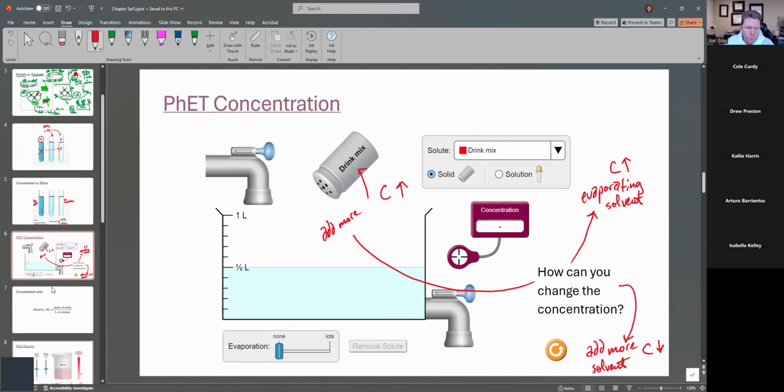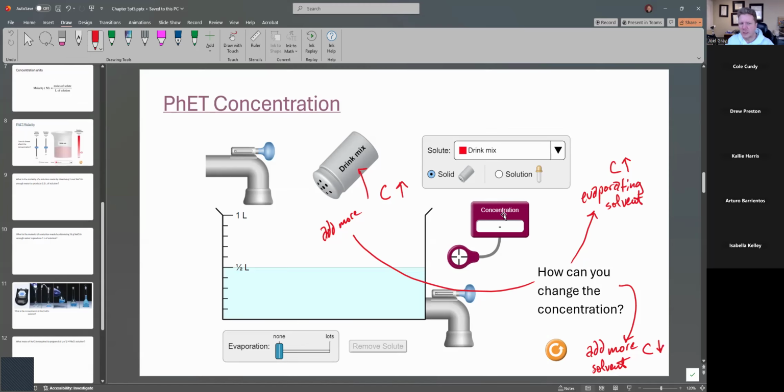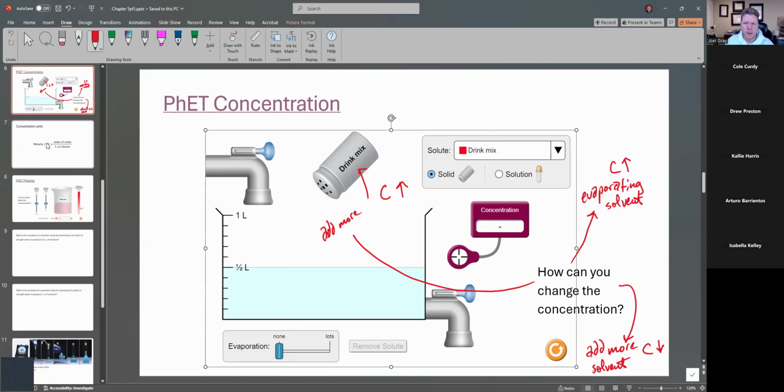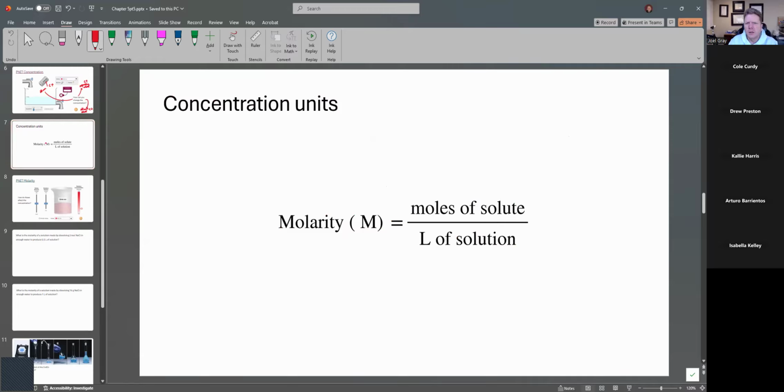Okay, now with that, we have this number, this concentration. And whenever I was doing that simulation, you probably saw a number something like 2.874 moles per liter. So this right here is known as molarity. And that is moles of solute per liters of solution. Now, molarity are our standard units for concentration.